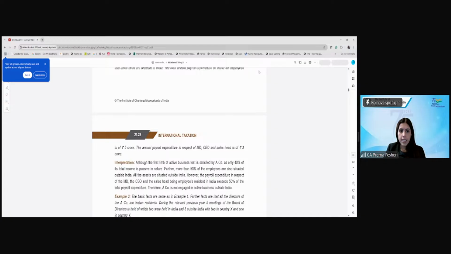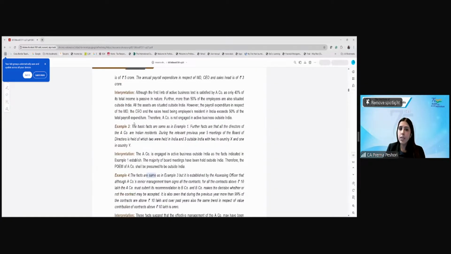Okay. Next is example 4. It says the facts are same as in example 3, the last example. But it is established by the AO that A company's senior management team signs all the contracts. For all the contracts above 10 lakh, A must submit its recommendation to BCO and BCO makes a decision whether or not the contract may be accepted. It is also seen that during the previous year, more than 99% of the contracts are above 10 lakh. And over the past year, the same trend in respect of value contribution of contracts above 10 lakh is seen. So what will happen?